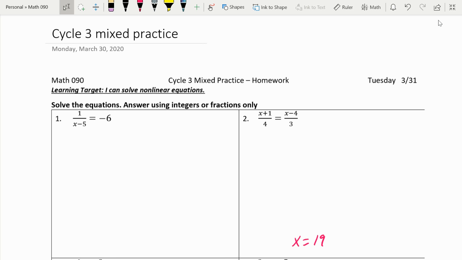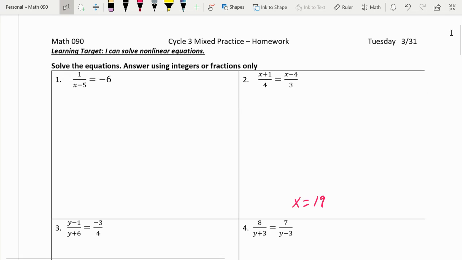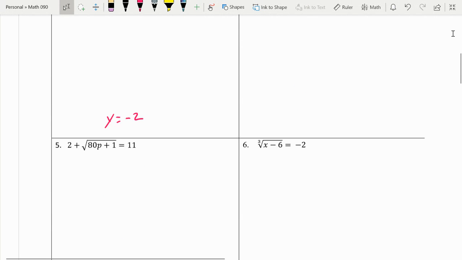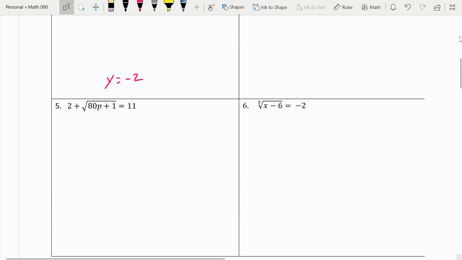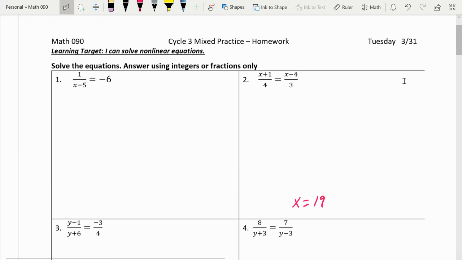All right, so here's the lesson for today. Mixed review. All right, so if you look at these first few, there's a couple of them I just gave you the answer because I'm going to expect you to do it yourself. All right, but let's look at these.